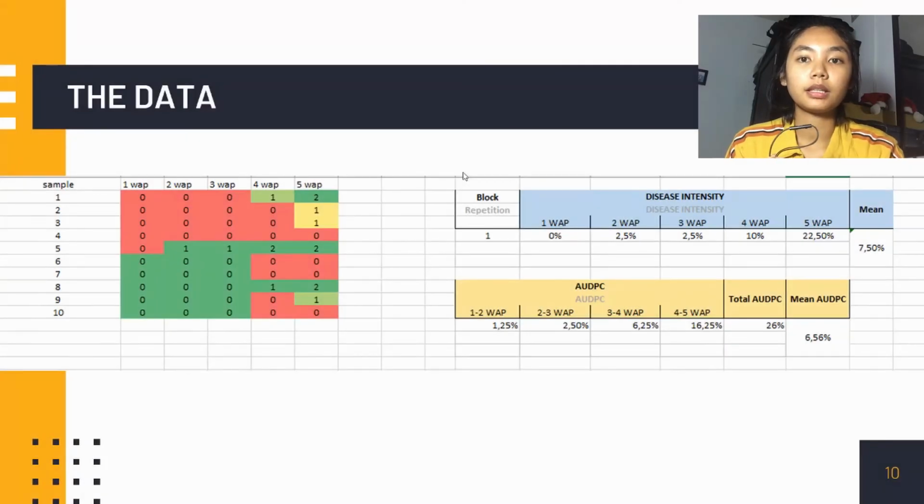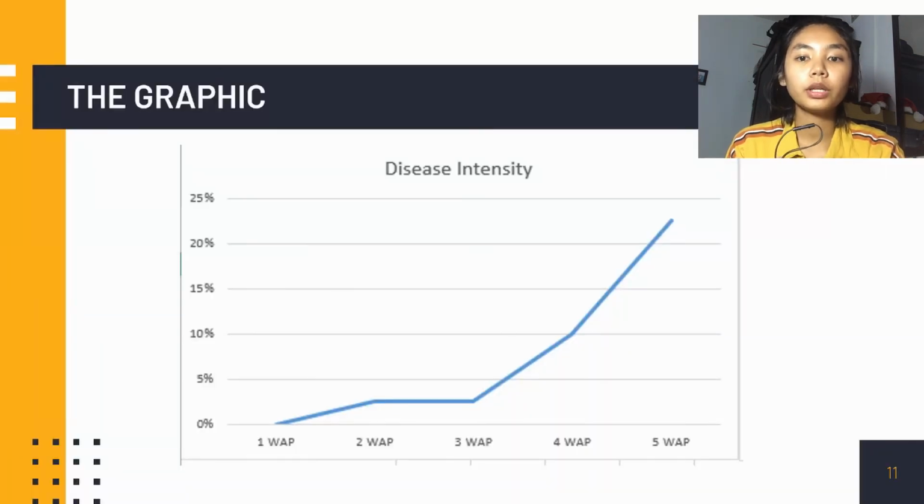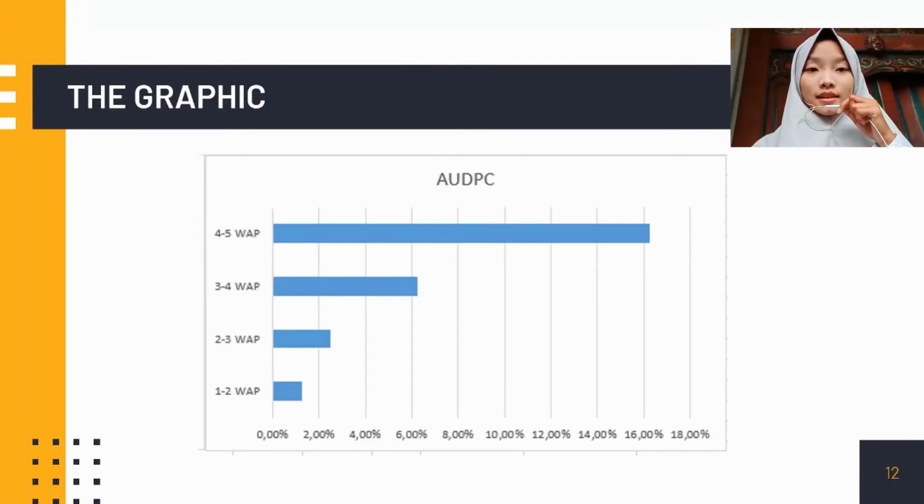The following is the data from the calculation of disease intensity, one block of 10 samples for 5 weeks. The average result of the disease intensity was 7.50%, while the average result calculated by the AUDPC was 6.56%. Following are the results of the graph of the intensity of leaf spot disease attack on chili plants caused by the fungus Cercospora sp. The result data is made in the form of a line graph showing the increase. And this is an AUDPC graphic showing a percentage increase over time.